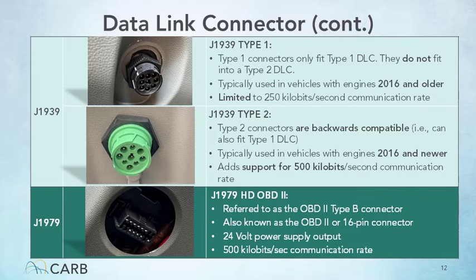The bottom DLC in the picture is known as OBD2 Type B, or a 16-pin connector. It is found in vehicles using the SAE J1979 communication protocol in their OBD systems. It supports a baud rate of 500 kilobits per second.